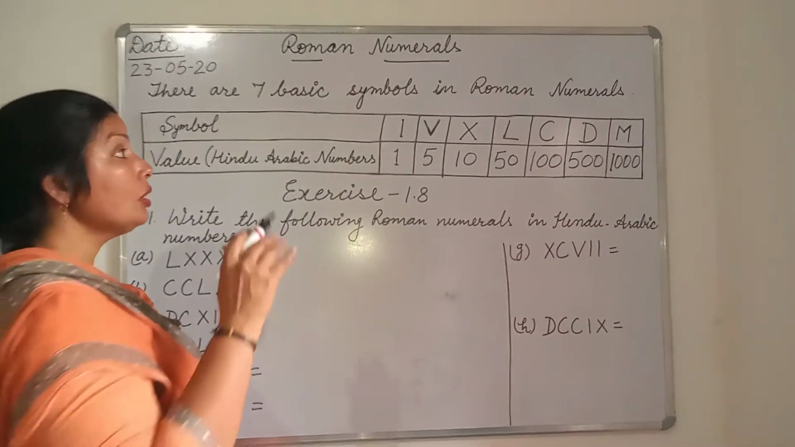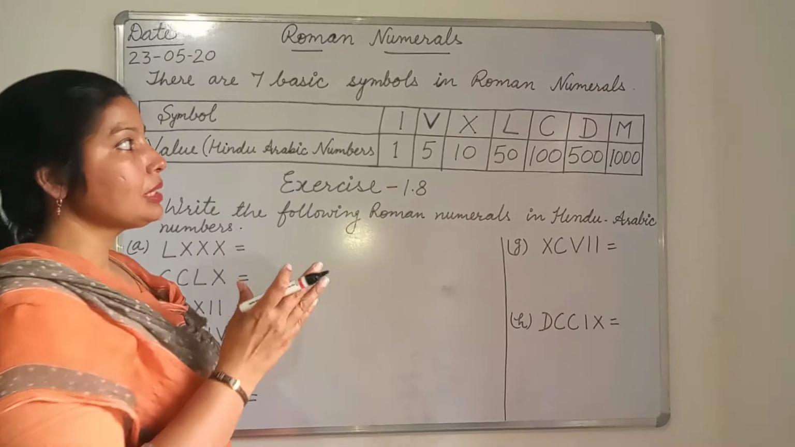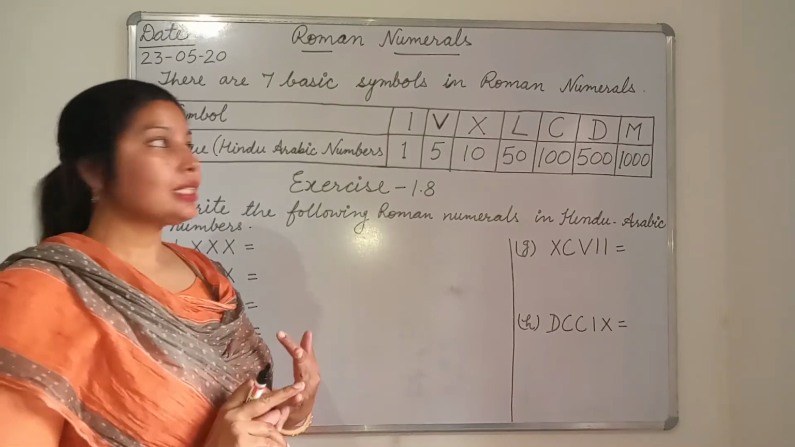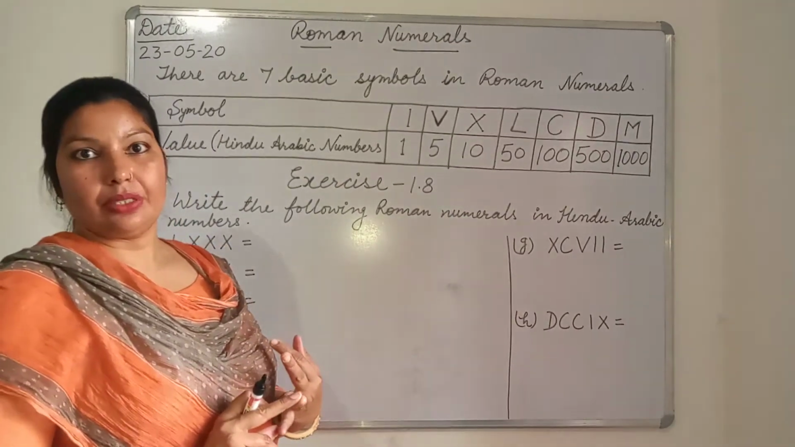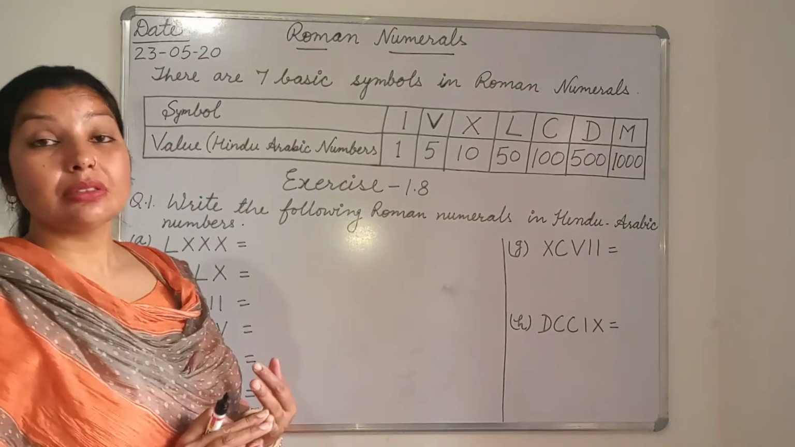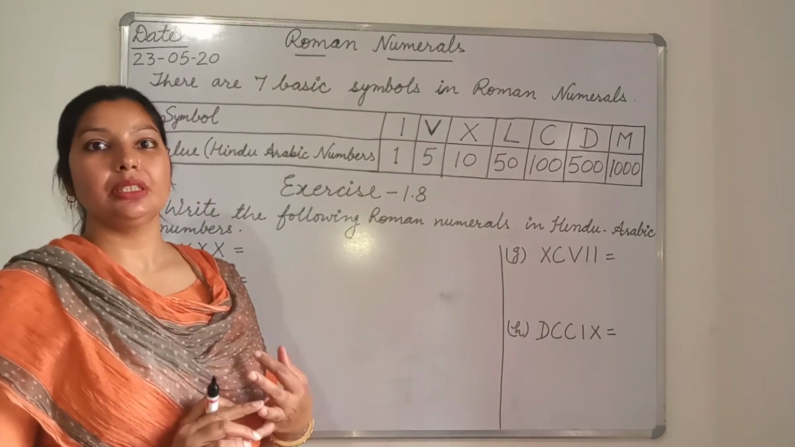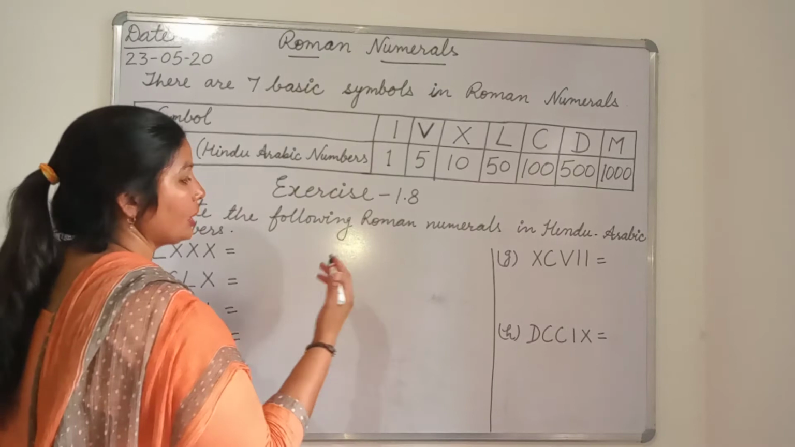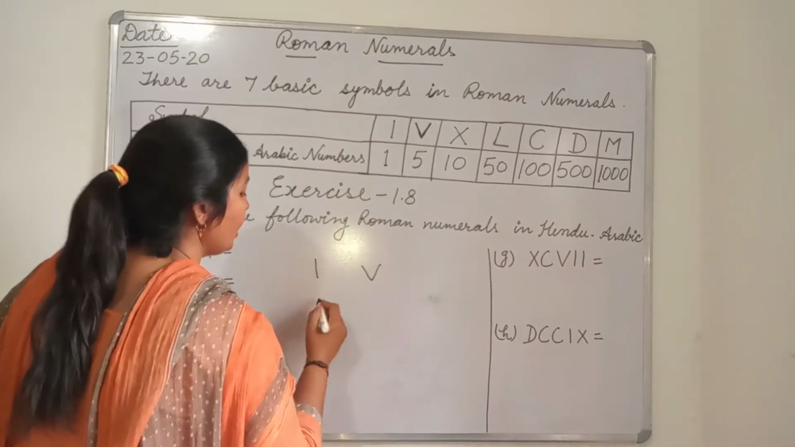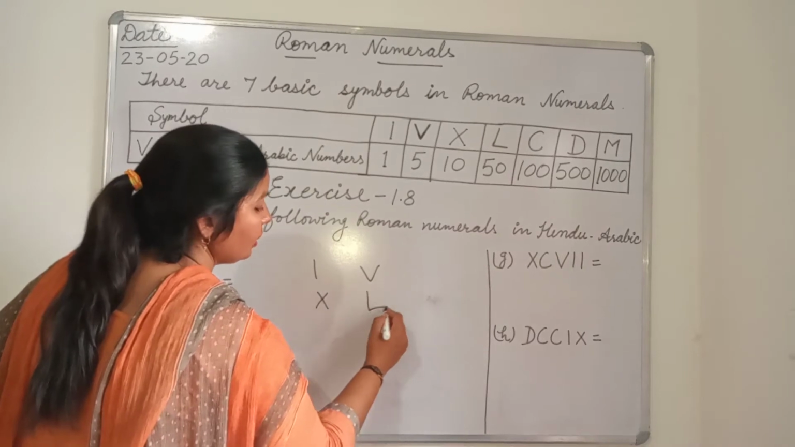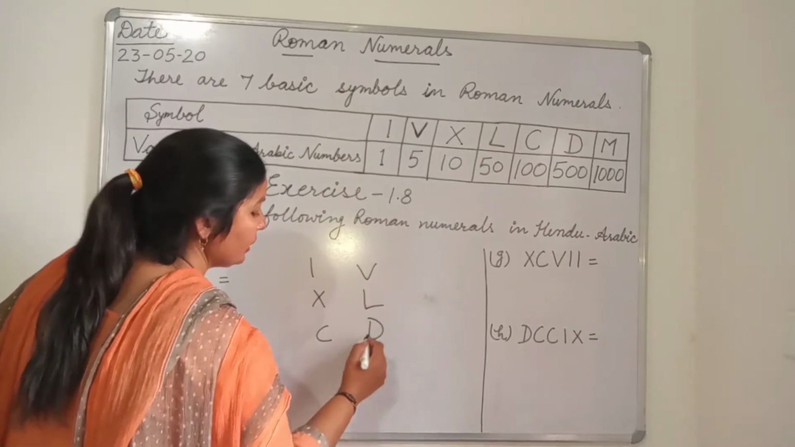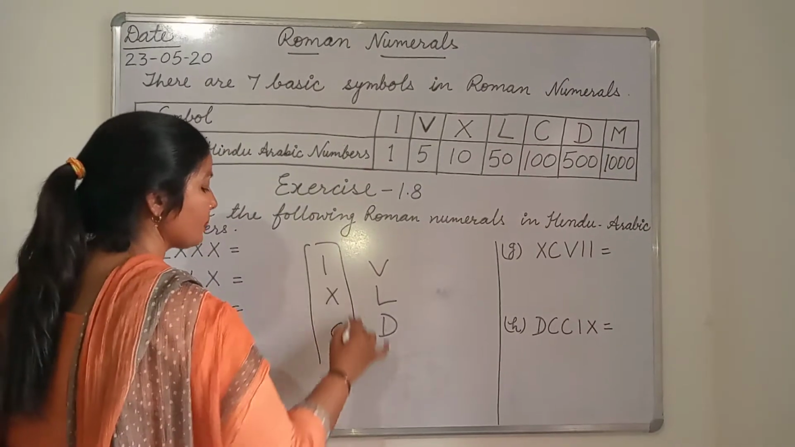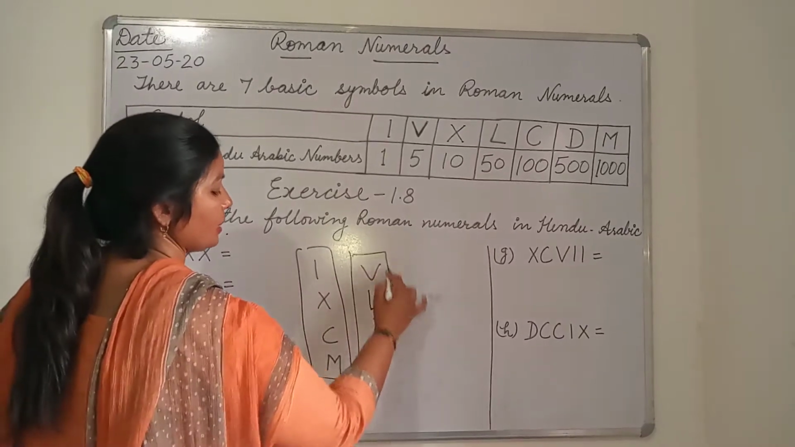So what's the rule of using these symbols? How do we write these Roman numerals? The first rule is that a symbol can repeat 3 times. Now the question is which symbol we can repeat and which symbol we cannot repeat. There are 7 symbols, so we make 2 parts of them: I, V, X, L, C, D, M. You can see that there are 2 pairs. One pair is this and one pair is this.